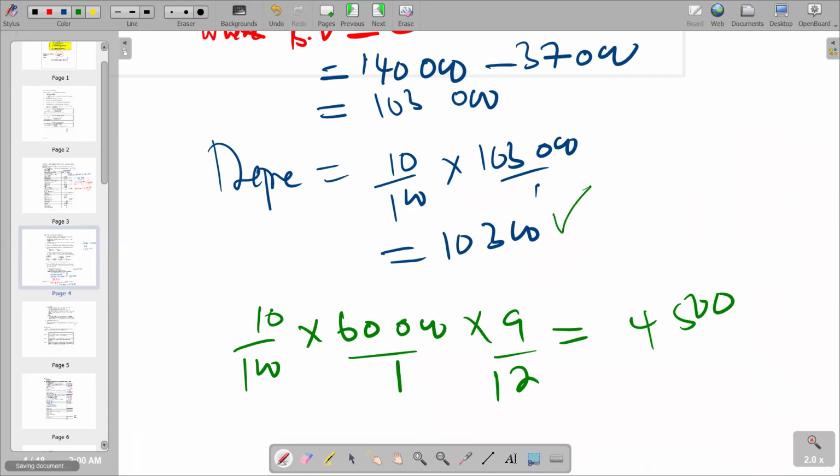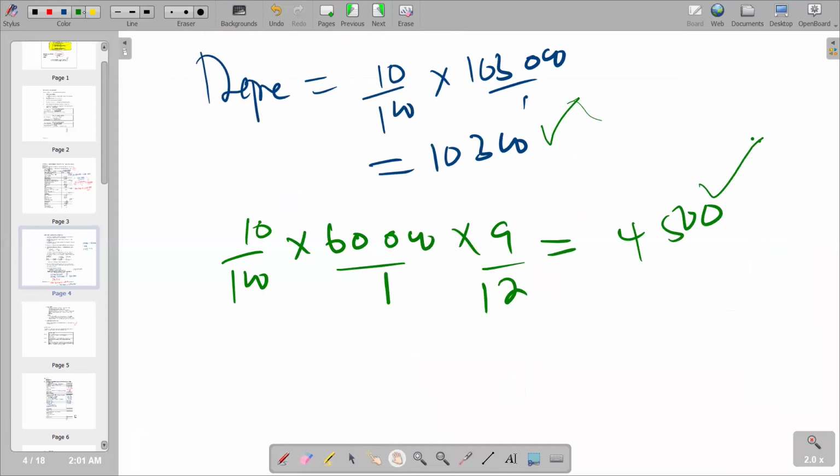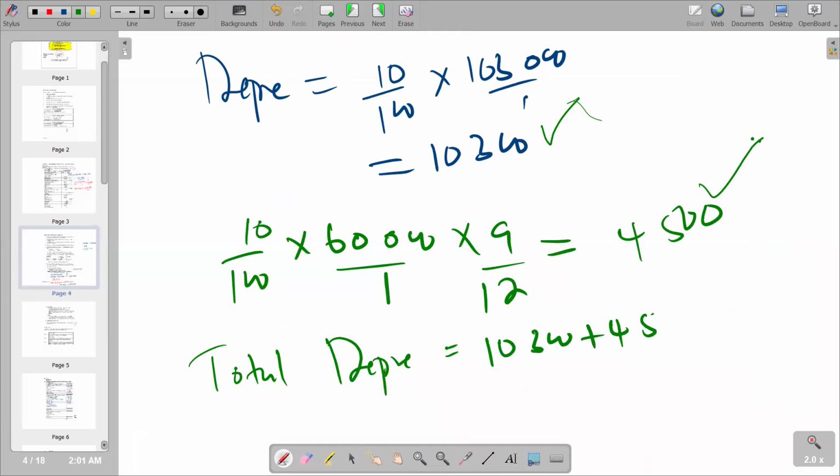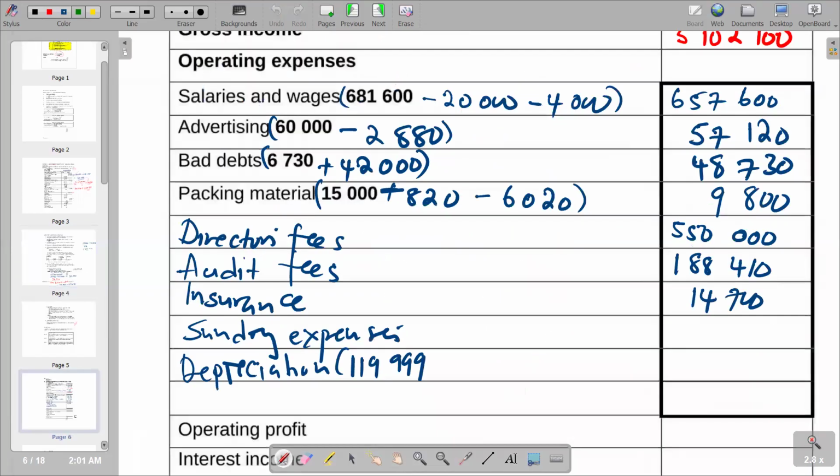So total depreciation equipment plus depreciation for the new equipment. So basically we are saying total depreciation for equipment is now equal to 10,300 plus 4,500, getting us 14,800. So this is depreciation for equipment. So 14,800 is the one that we are supposed to add here to our depreciation for vehicles. Add 14,800, and your answer is 134,799. So basically that's what we have.